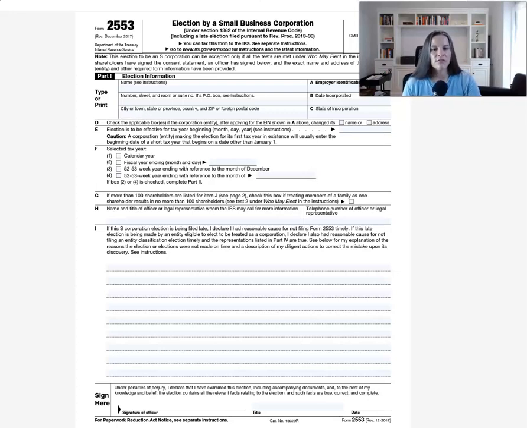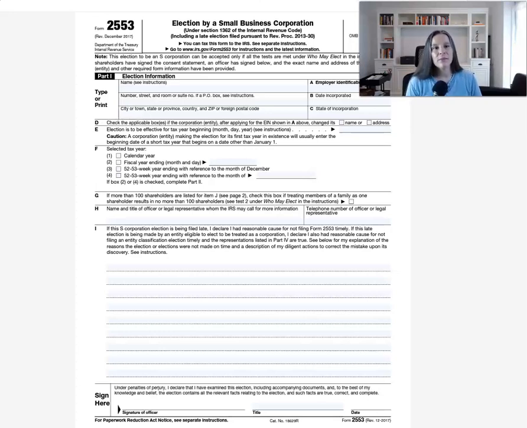You have to fill this out. It's several pages, send it to the IRS. And essentially, if you have a CPA, you could use them to file this for you, but it's something you could do yourself. Just read the instructions to the form and do it right. When should you file this election?